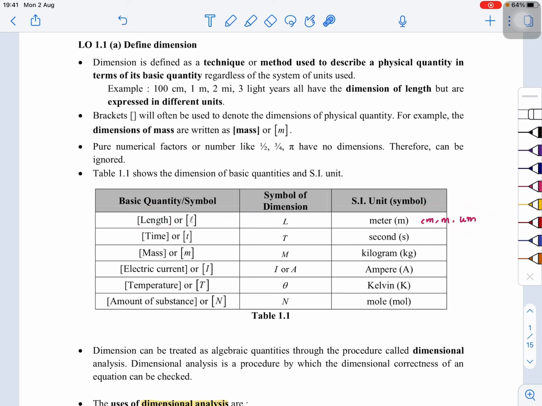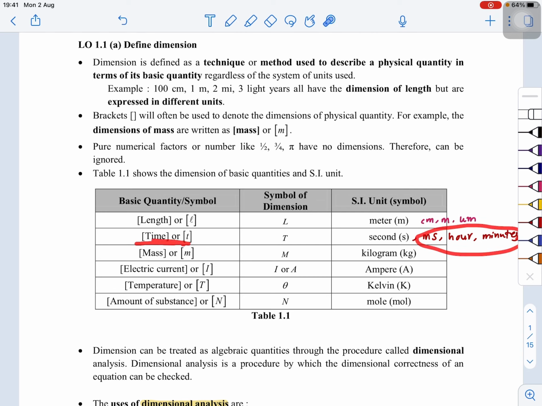Okay, next one we have the quantity for time. So untuk time we can use different unit. We have second, we can have millisecond, we can have hour, okay, we can have minutes. But all of these are actually, okay, basic quantity dia still time. So time dimension dia adalah T, capital letter of T. Okay, next one we have mass. Okay, mass can be in kilogram, can be in gram, okay, can be in pound.